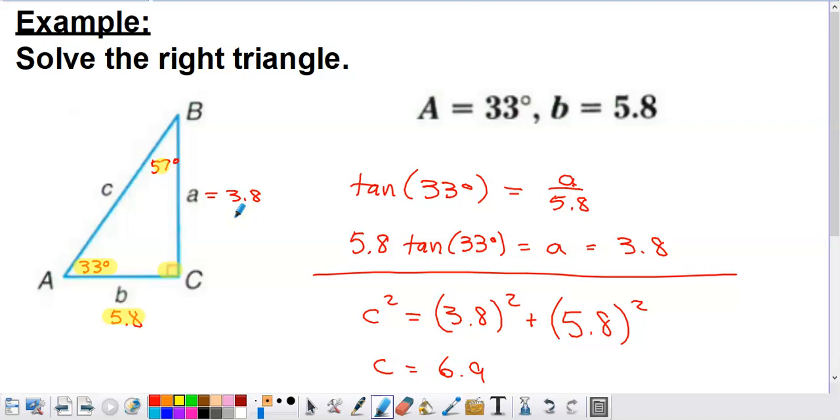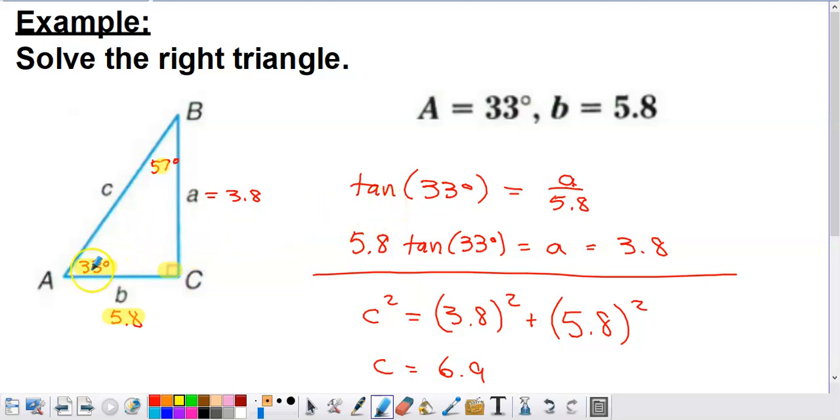I just went ahead and chose to find side A first. So I knew this angle down here was 33 degrees. I know that this side A is opposite that 33-degree angle. And then I know this side down here that I'm given is adjacent to the 33-degree angle, right? So if I'm looking at developing a relationship between angle A, side A, and side B, relative to angle A, side A is opposite and side B is adjacent. So which of the pieces from SOHCAHTOA involve opposite and adjacent? It would be the tangent ratio.